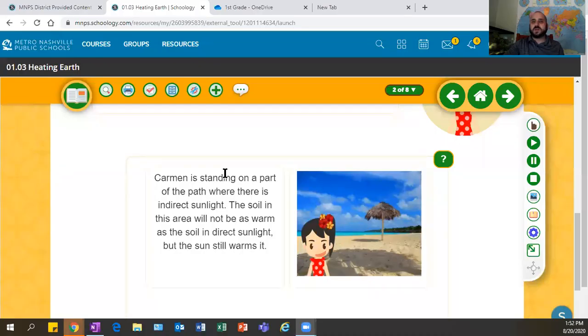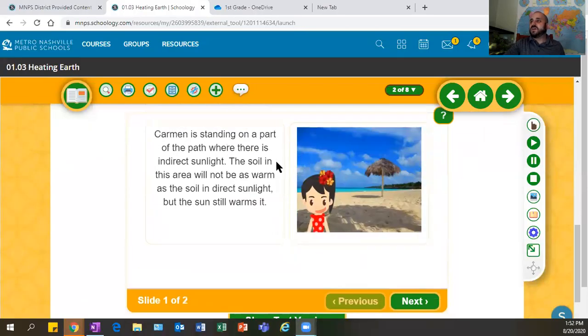All right, back to sharing. All right, so Carmen is standing on a part of the path where she's in direct sunlight. The soil in this area will not be as warm, but the sun will still warm it.